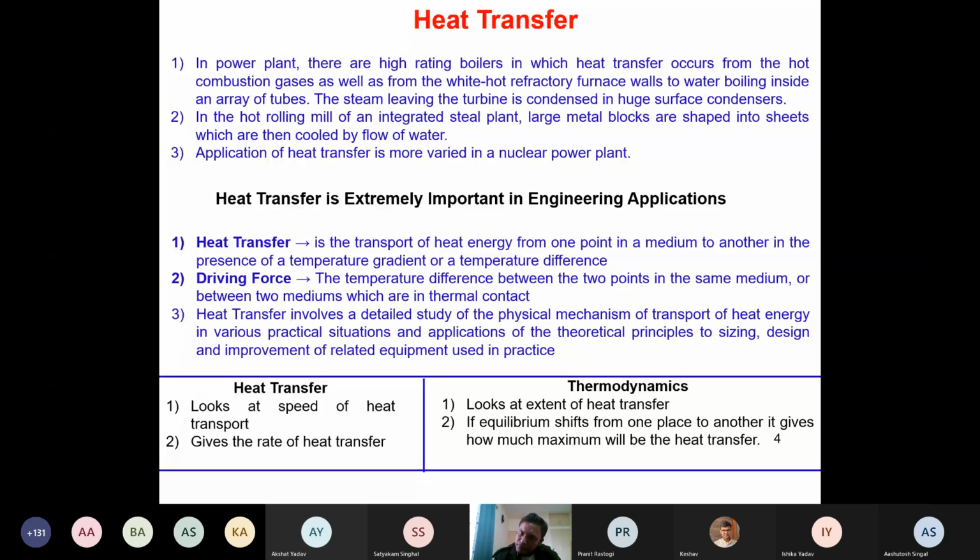So here you can see not only is heat transfer taking place, the heat transfer is taking place with phase change. Okay. Another example could be in the hot rolling mill of an integrated steel plant. Large metal blocks are shaped into sheets, which are then cooled by the flow of water. Similar to these, even in the nuclear power plant, you can see a complex heat transfer process occurring. So these are the numerous examples in the process industry, and based on this, we can clearly conclude that heat transfer is extremely important for the process engineers or for chemical engineering.